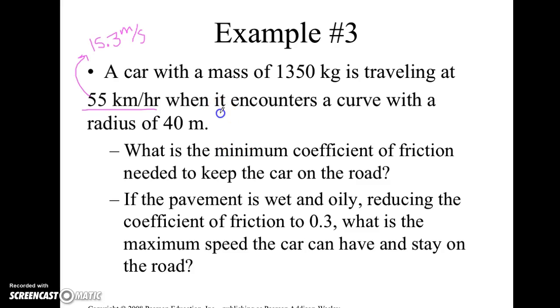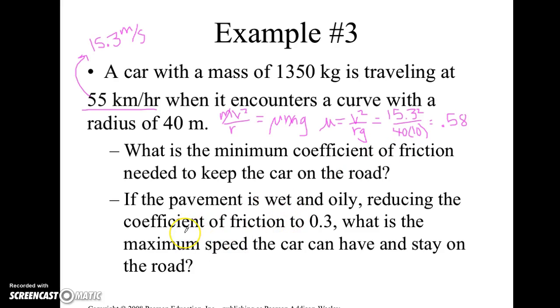So it's the same situation we had in the last example. We've got mv squared over r equals mu mg. Again, it's friction that's keeping the car moving in a circle. Masses cancel out, and for this one, it wants to know what mu is. So mu is going to be equal to v squared over rg. So if I've got 15.3 squared divided by 40 times 10, that gives me a coefficient of 0.58. And again, there are no units on the coefficient of friction.